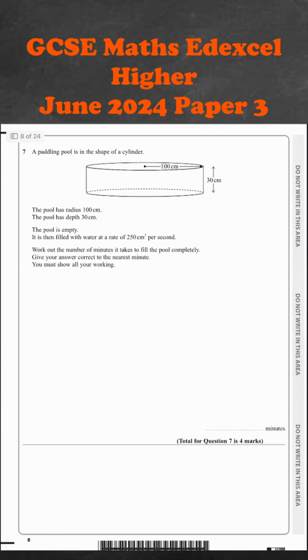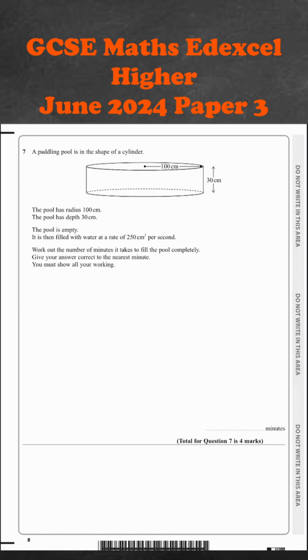Question 7. A paddling pool is in the shape of a cylinder. The pool has radius 100, it has depth 30, and the pool is empty. It's then filled with water at a rate of 250 centimeters cubed per second. Work out the number of minutes it takes to fill the pool completely. Give your answer correct to the nearest minute.